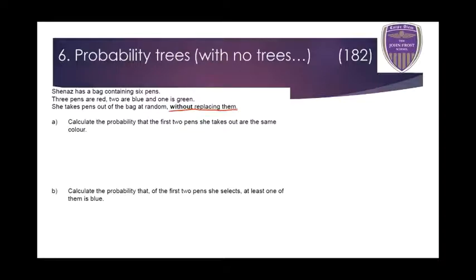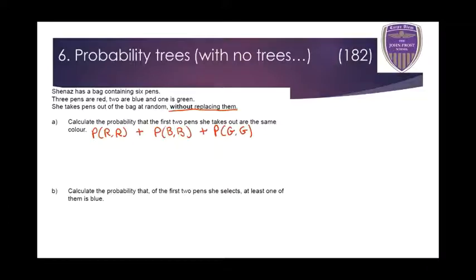Calculate the probability that the first 2 pens she takes out are the same color. So there's 3 different color pens, okay? So let's consider the following probabilities. So she gets red and red, or I'm going to add that, she gets blue and blue, or she gets green and green. Now, some of you are probably screaming at me through the screen saying, but sir, there's only 1 green pen. There's no way she can get out 2.